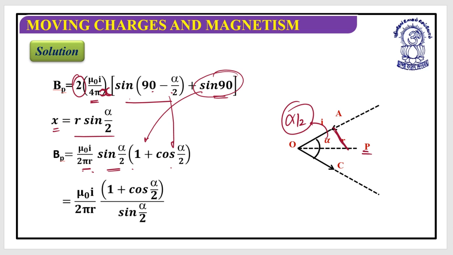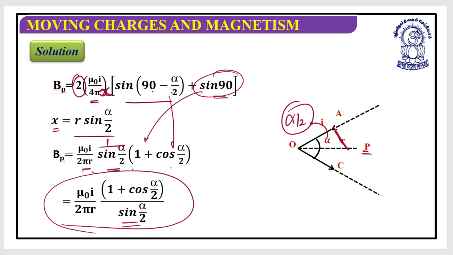So let's just try to get it done. It's mu naught I by 4 pi 2 pi r into bracket 1 plus cos alpha by 2, into this is sine alpha by 2. I hope this is clear. Yes, this is replaced, this is divided by 1. So this is mu naught I by 2 pi r into bracket 1 plus cos alpha by 2 divided by sine of alpha by 2. I hope you got the correct answer. Is it? Yes. So let's work on the next question.